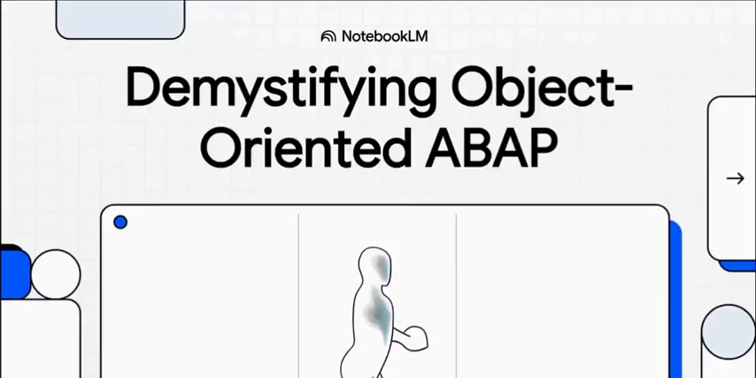Hey everyone, and welcome. So if you're an ABAP developer and you're looking to make that leap from the traditional procedural way of doing things into the much more modern and powerful world of object orientation, you are in exactly the right place. Okay, let's get right into it and totally transform how you think about your code.